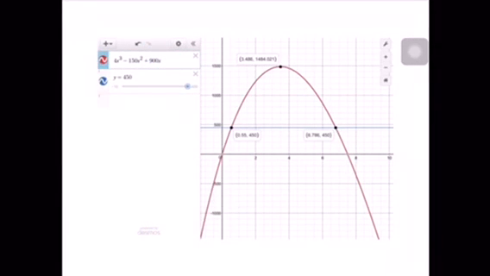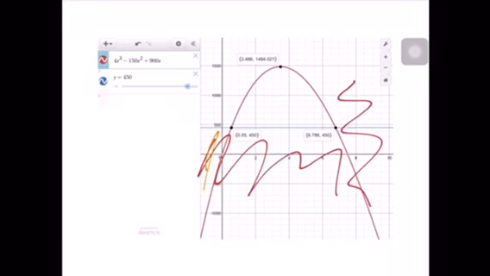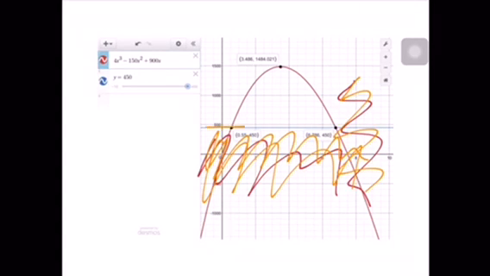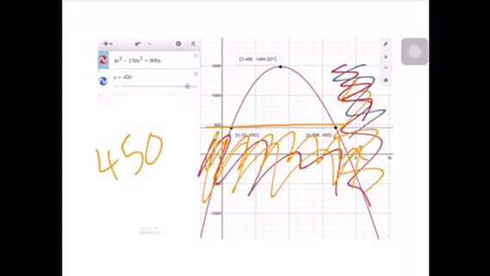Again, for the graph, why we neglected this and this. We neglected the bottom part because they said that they wanted it to be at least 450. And we neglected this part, this one, because the answer should be between 0 and 7.5.